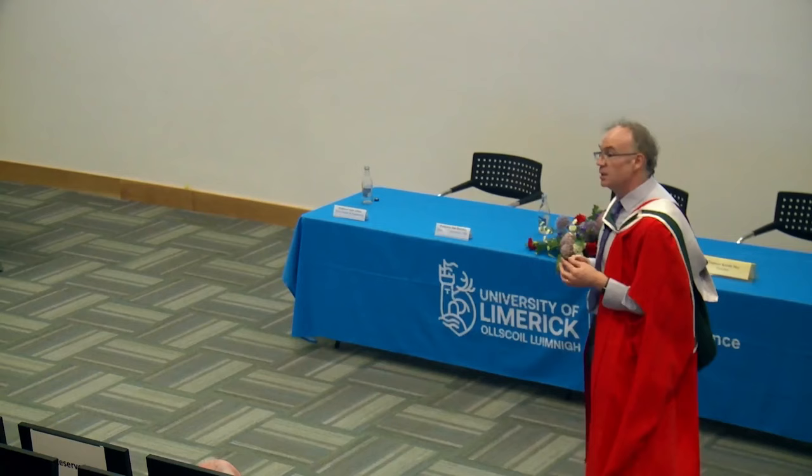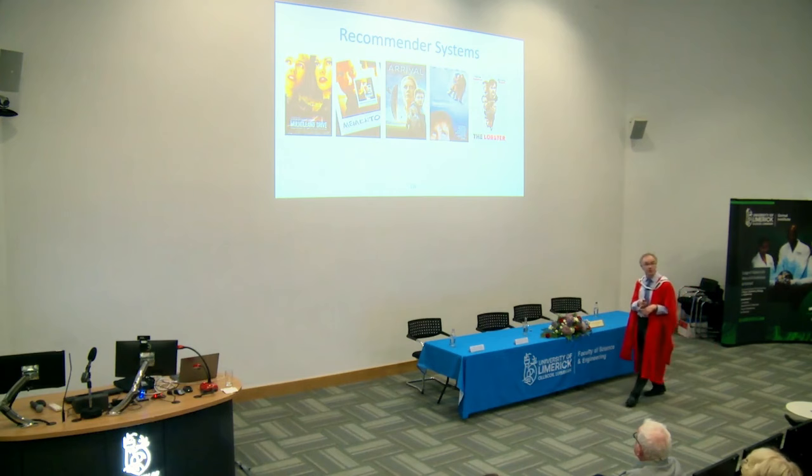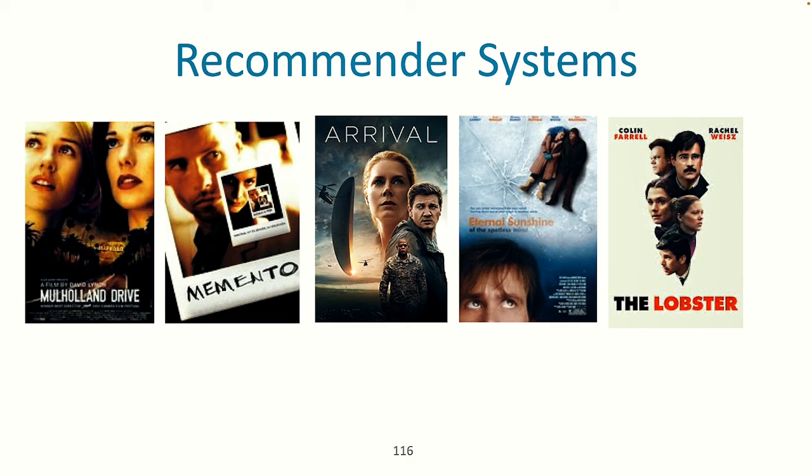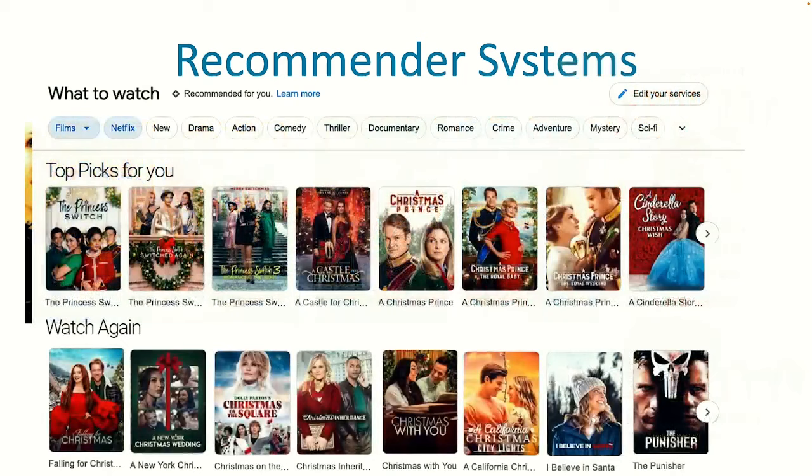I'll start with a fairly benign example of recommender systems. Okay, and we'll talk specifically about Netflix. So here are my five favorite films. Now, if you look at my Netflix history, what you'll find is that there are other movies in there as well. And this is a fairly common phenomenon, which is well documented. Here's a nice book called Everybody Lies, which describes how differently we behave online to how we behave in real life. Here are the movies that Netflix has recommended to me based on my viewing history.